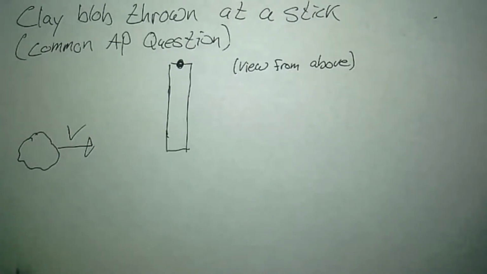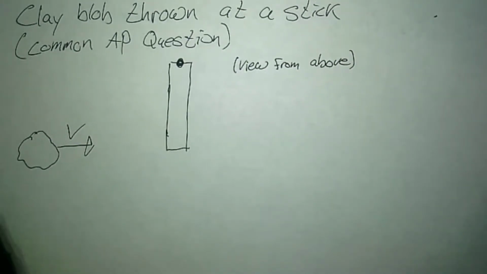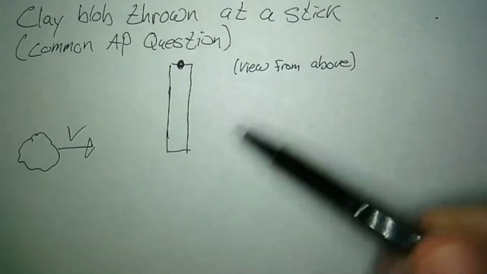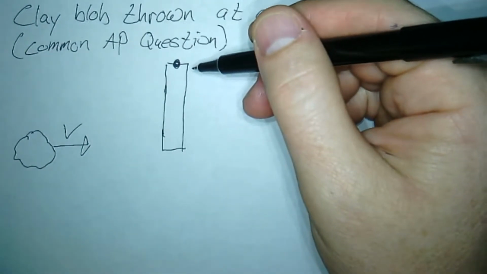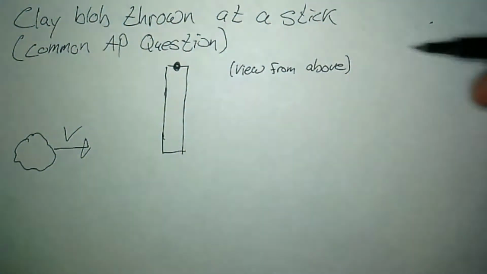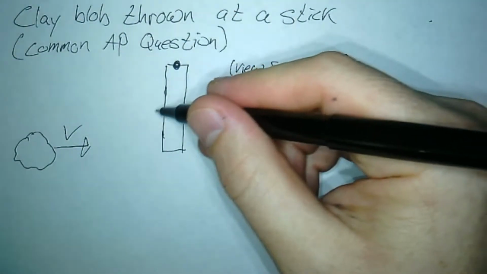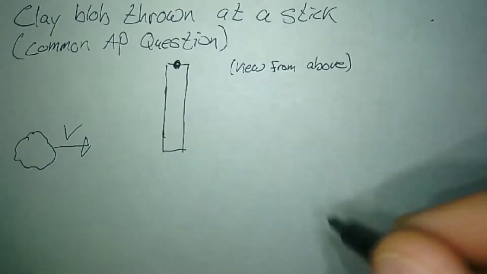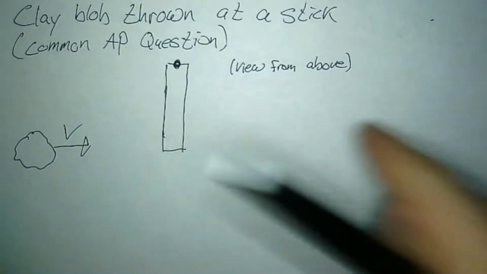So what you have is a clay blob here. The nice thing about drawing clay blobs is they don't have to look nice. It's got squiggles everywhere, like I meant to do that. It's thrown at a stick, and the pivot point for the stick is going to be here. When this clay blob comes, we're looking at it from above, so I'm not going to worry about gravity. It's just going to hit it and spin, because you're looking down on it, gravity will point this way.